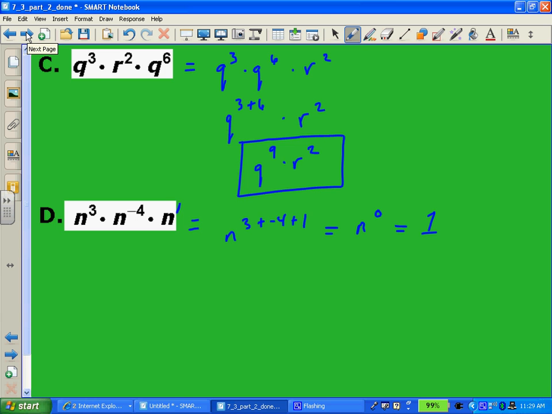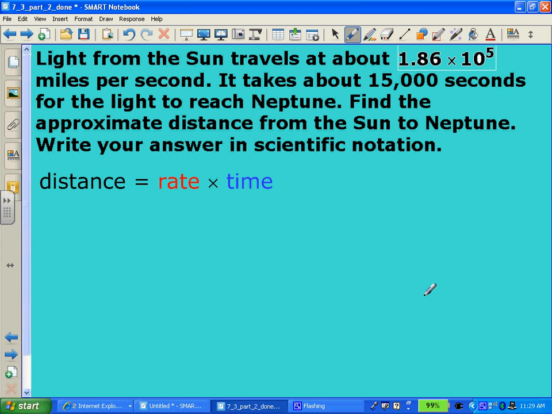That leads us to a next type of problem here that you're going to run into. And this is just working a little bit on an application of the rule that we just learned. So light from the sun travels at about 1.86 times 10 to the 5th miles per second. It takes about 15,000 seconds for the light to reach Neptune. Find the distance from the sun to Neptune. Write your answer in scientific notation.